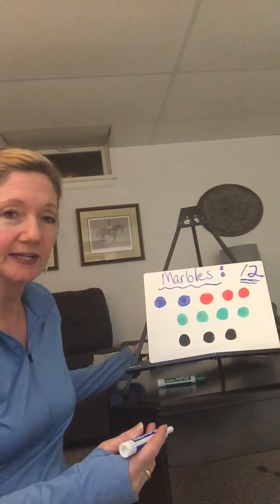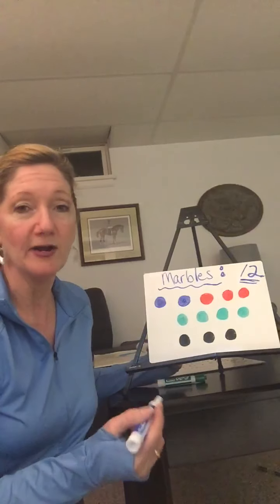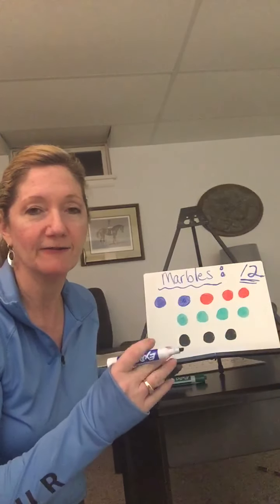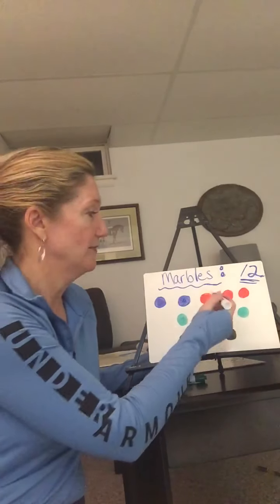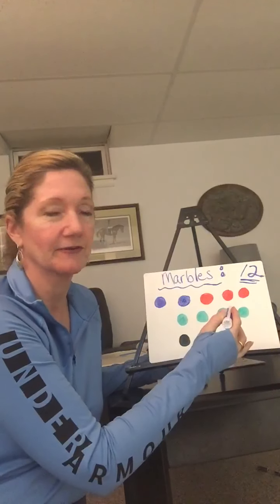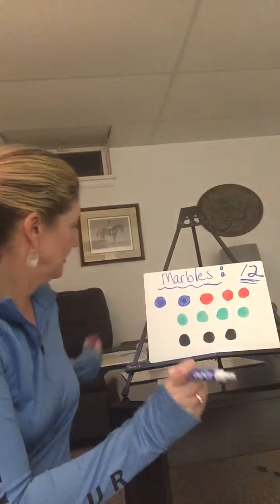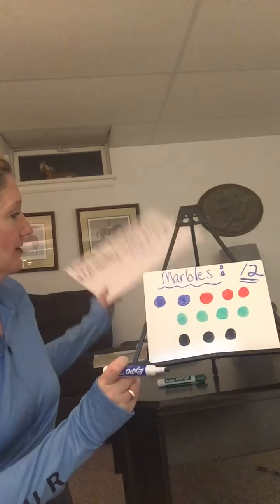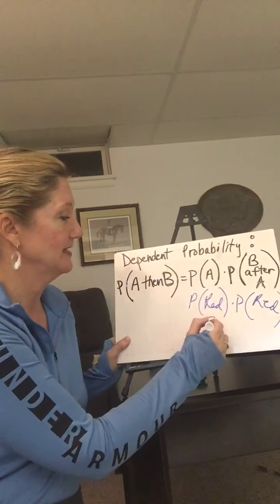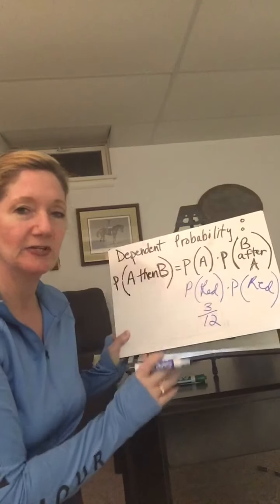So let's just kind of look here. If we reach into this bag of marbles and we pull out a red marble, what chance do we have of pulling out a red marble? Well, there are 3 reds out of 12 marbles. So the chance that you're going to pull a red out of there is 3/12. So the first marble has a probability of being red of 3 out of 12. And I'm not going to reduce that yet. You'll see, we can do that later.